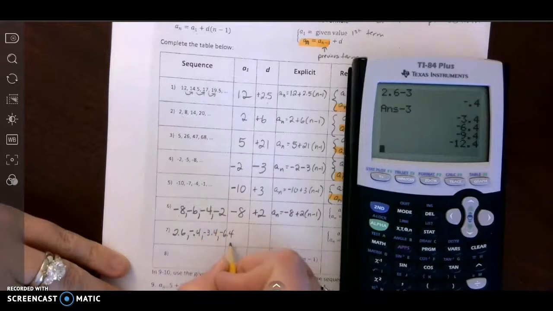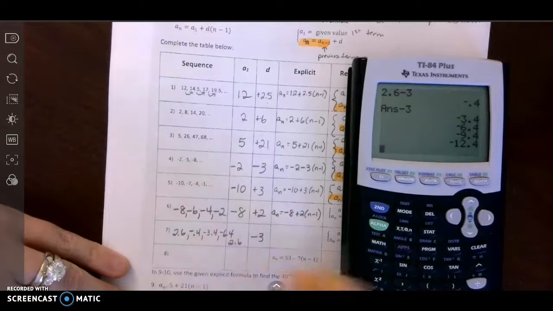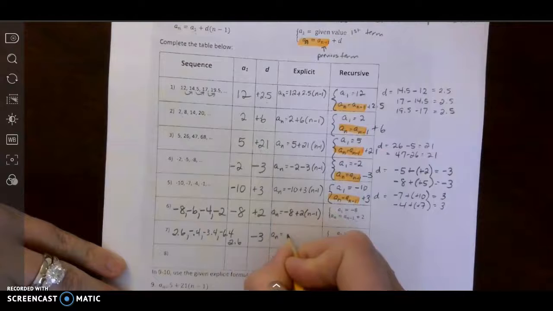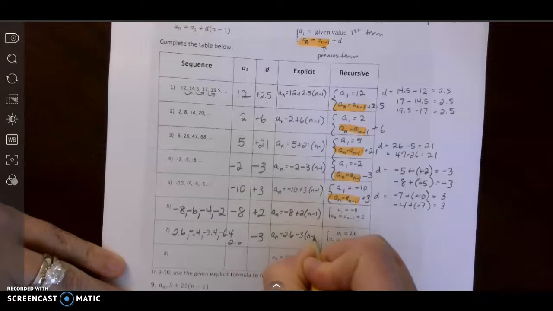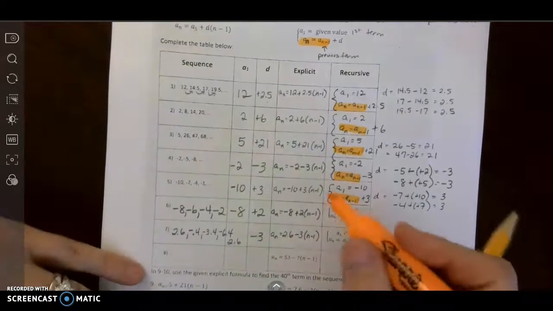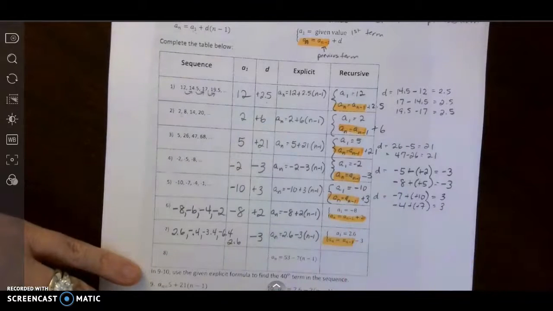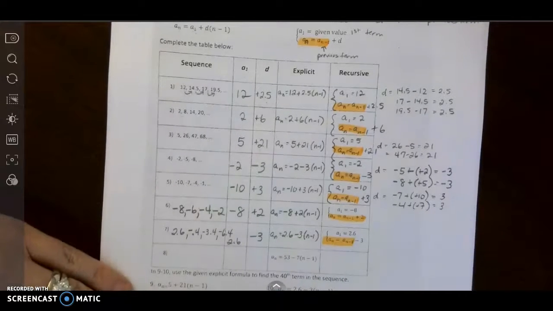So my first term is 2.6. I am subtracting 3. And so a sub n is 2.6 minus 3 times n minus 1. I should again notice on both of these recursive formulas, I always started with a sub n equals a sub n minus 1.